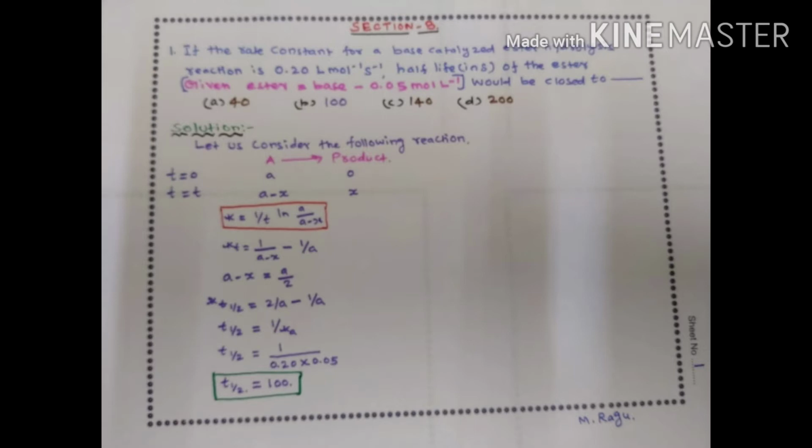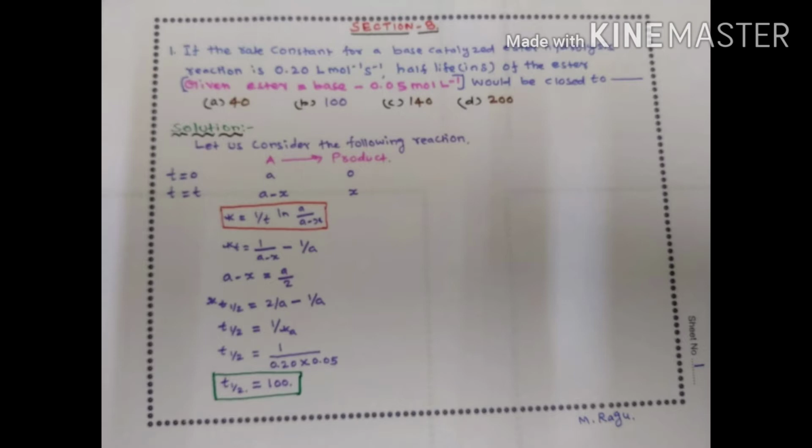Section B, question number 1. If the rate constant for a base catalyzed ester hydrolysis reaction is 0.20 liter mole minus 1 second minus 1, the half-life of the ester at 0.05 mole liter minus 1 would be close to dash. This question is based on chemical kinetics.